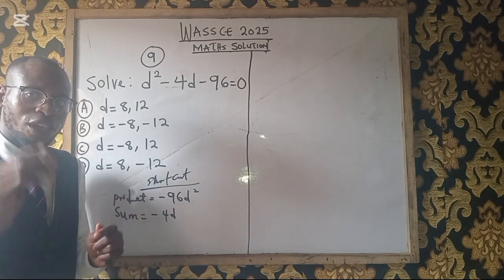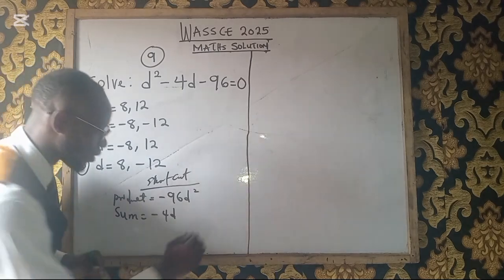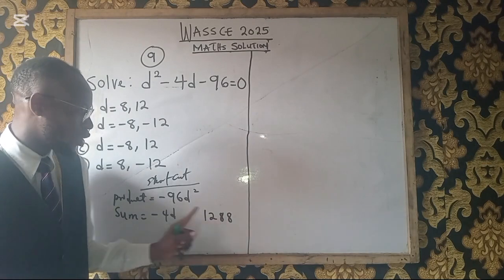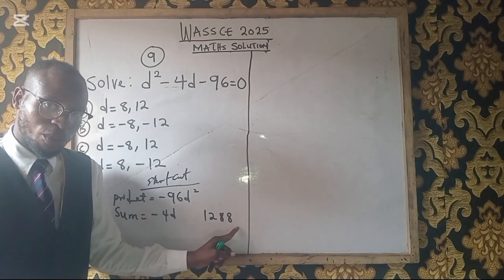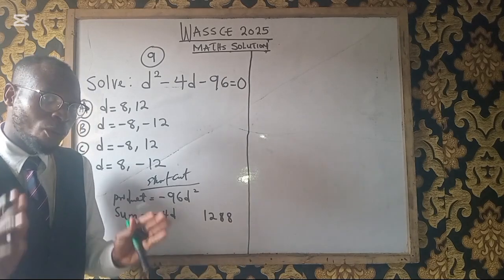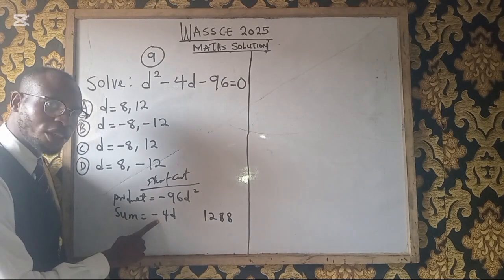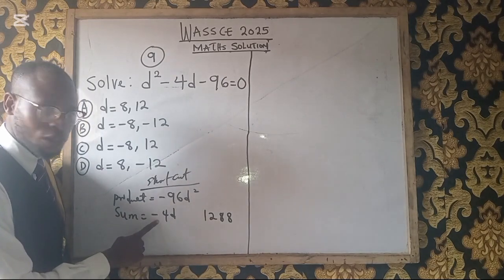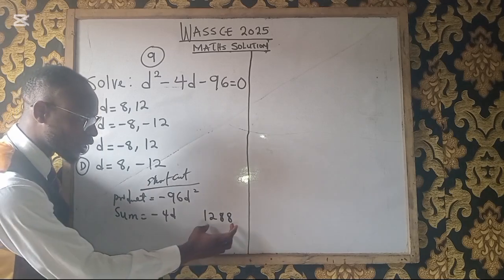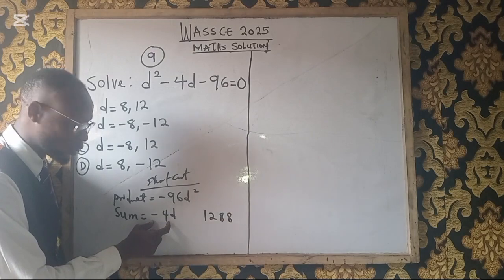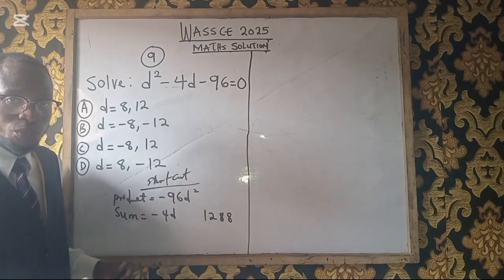The two factors are just 12 and 8, because when you multiply 12 by 8, you have 96, but when you subtract 12 minus 8, you have 4. But what kind of expression do we need? Go back to the sum. The sum here says minus 4, not just plus 4. So it depends on how you arrange this 12 and 8 to satisfy the condition of the sum being minus 4 and the product being minus 96.